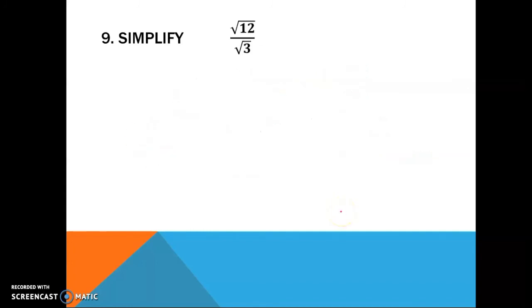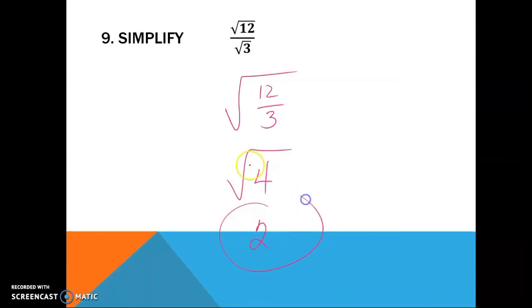Okay, number 9. So, yan. We can write this as 12 over 3. So, 12 divided by 3 is 4. Square root ni 4 ay 2. So, this is the final answer.